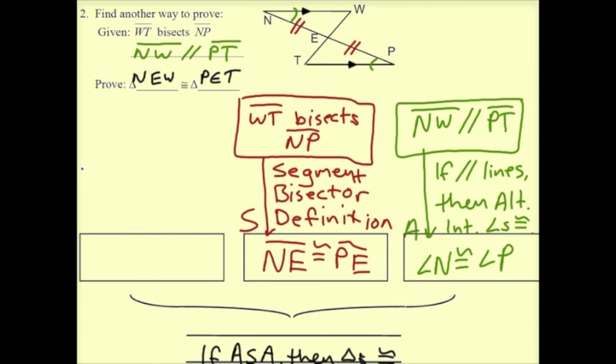And so instead of the blue angles at NEW and PET, we can still use the fact that NW and PT are parallel, right, these segments. And that tells me that alternate interior angles are congruent. Well, angle W and angle T are also alternate interior angles. So we could use that information for the proof as well. Though the difference is, instead of using ASA, we would be using AAS.